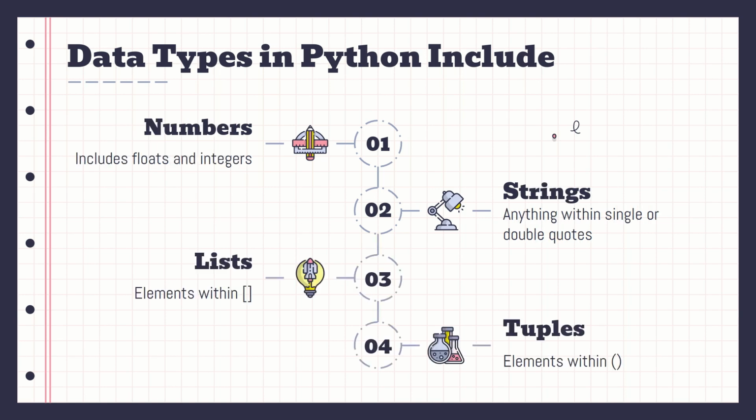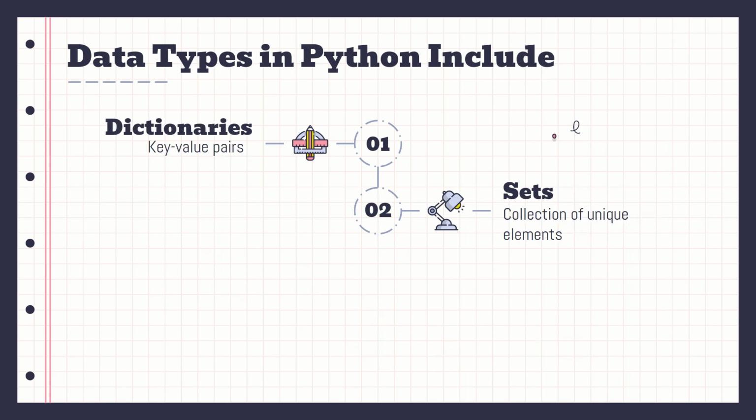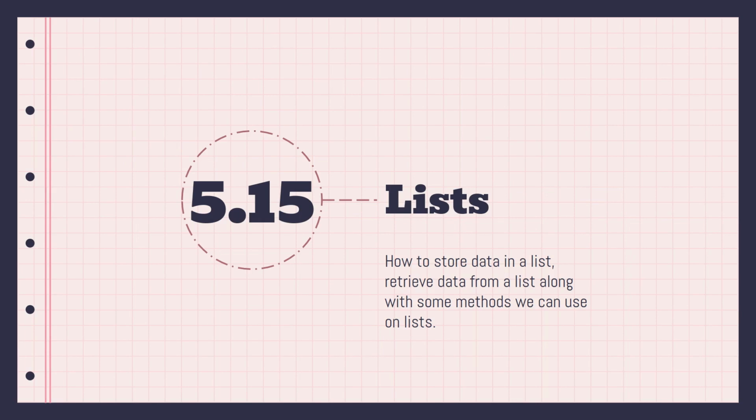We're going to be focusing mainly on lists in this tutorial. Lists are just elements within square brackets, which are just arrays from other programming languages. So let's jump into it. We'll look at how to store data in a list, how to retrieve data from a list, how to check the length of the list, and some methods that you can use on lists.